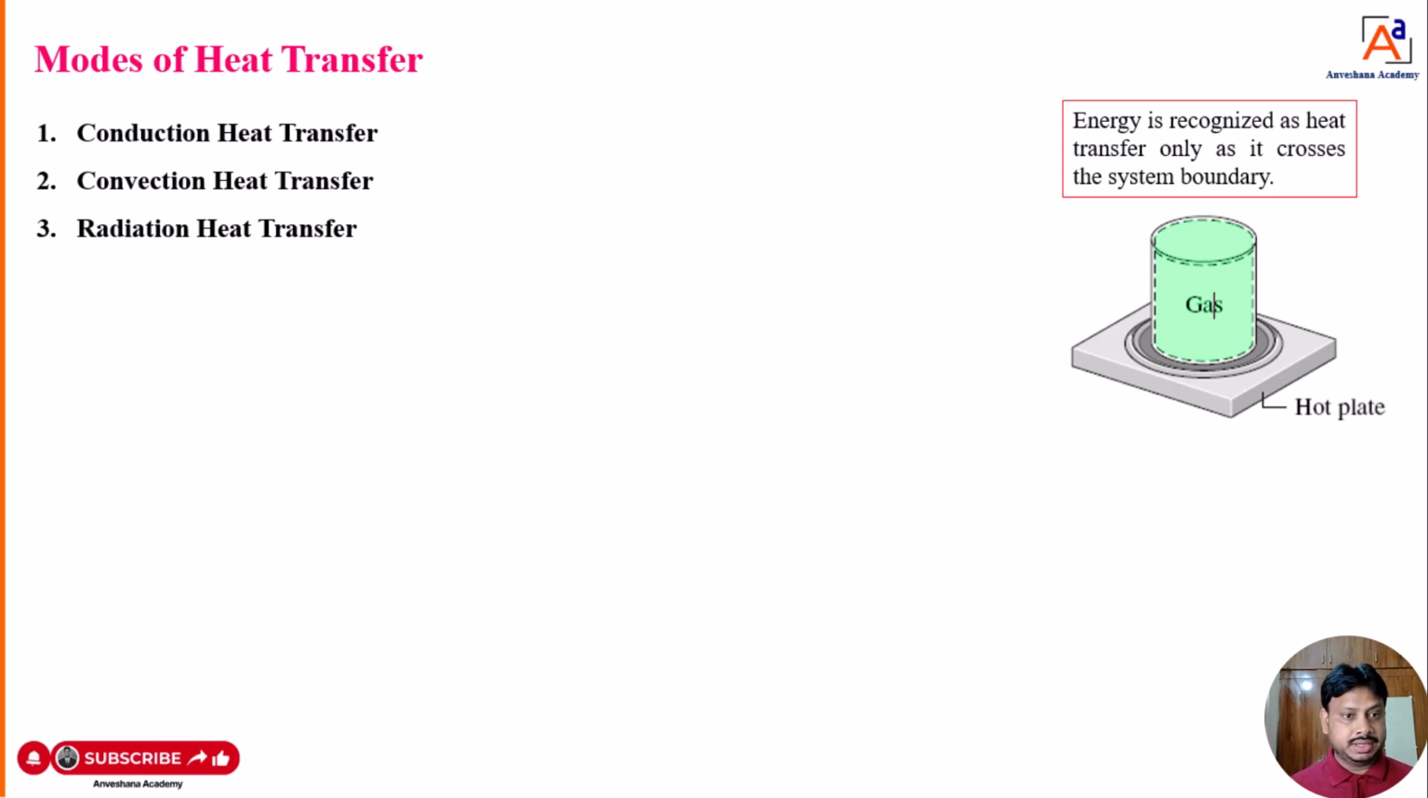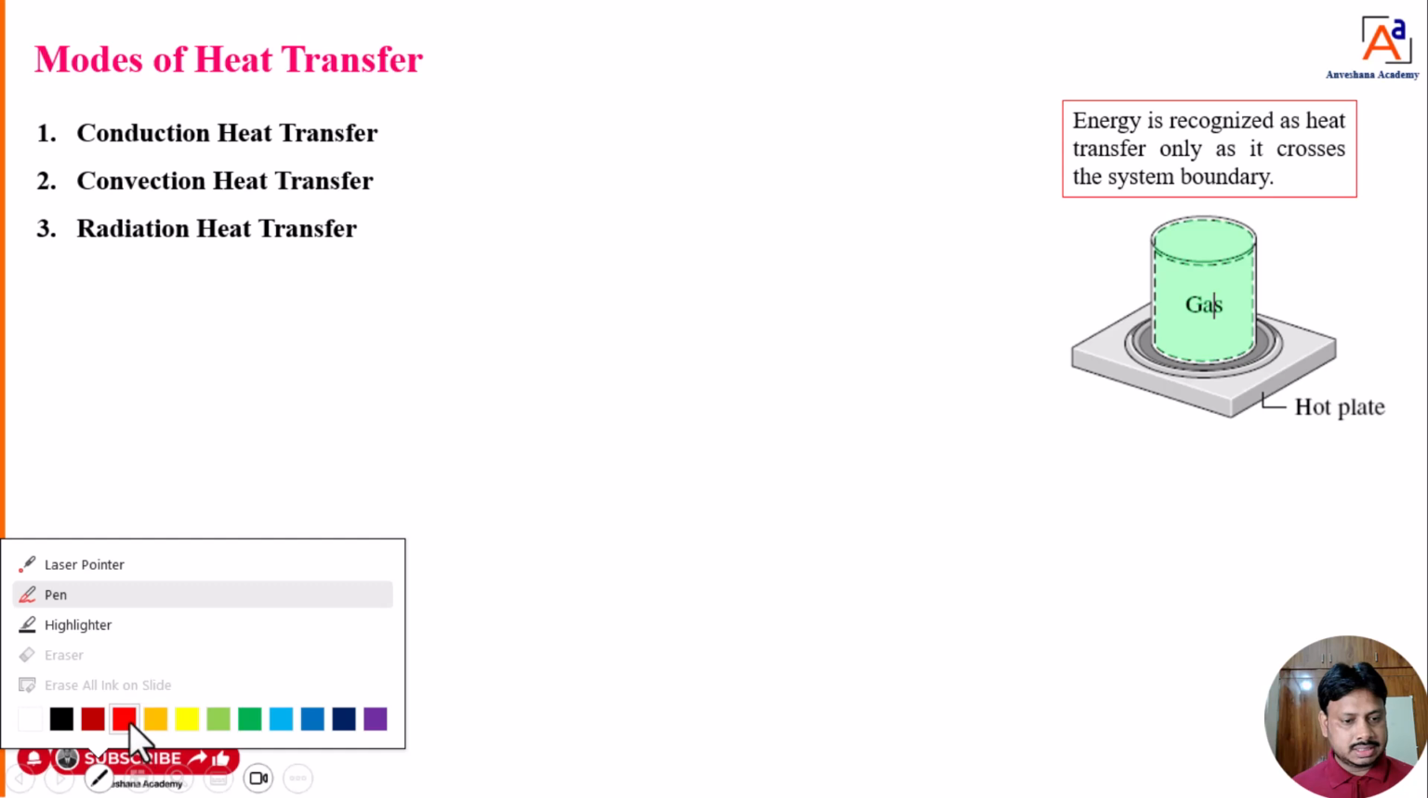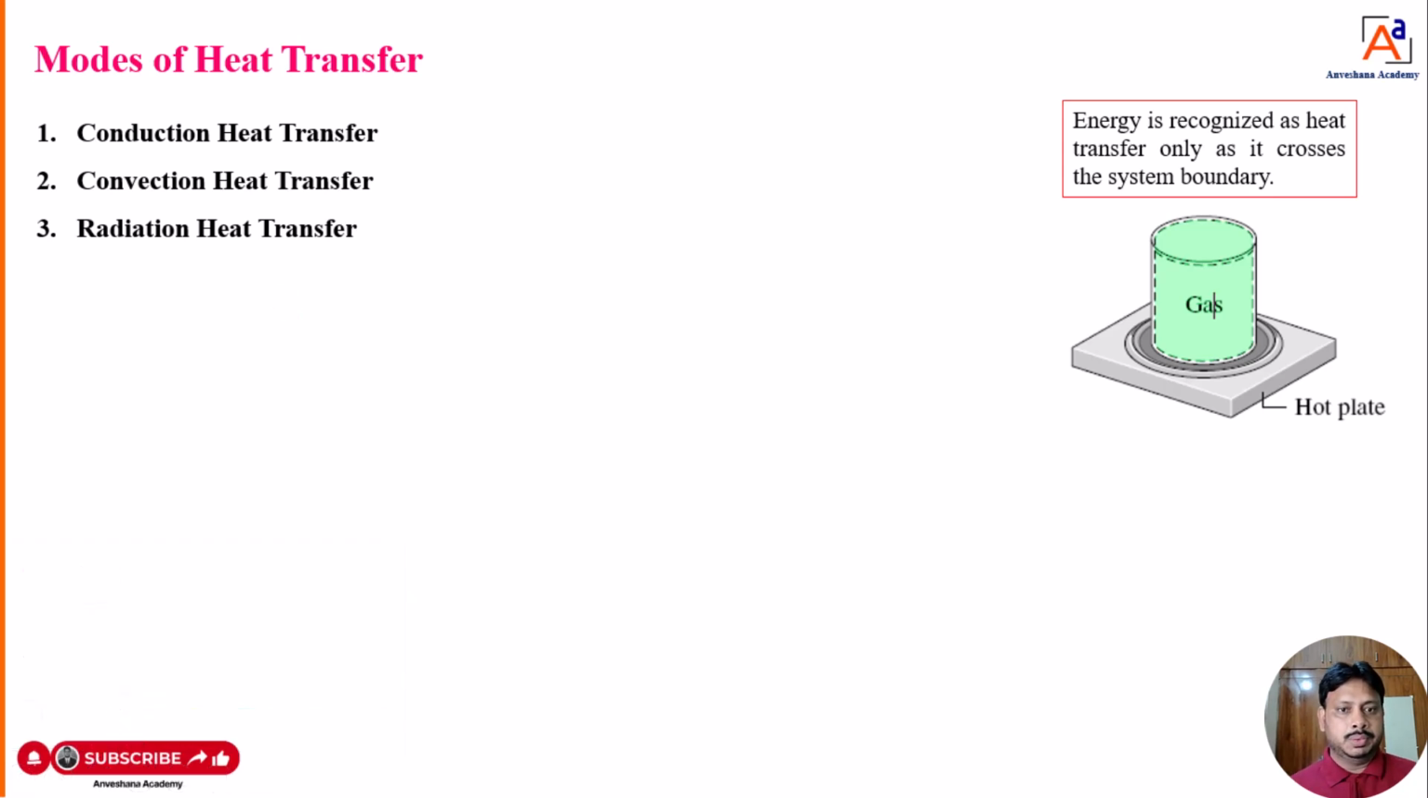Okay, so the next topic is modes of heat transfer. Dear students, in the previous class also I told you there are three modes of heat transfer. One is conduction heat transfer, second is convection heat transfer, and the third one is radiation heat transfer. So heat transfer is going to happen in three ways: conduction, convection and radiation.